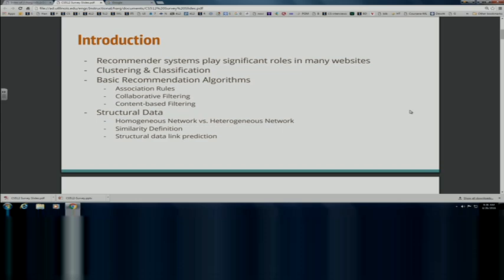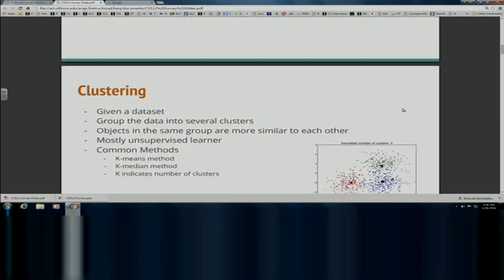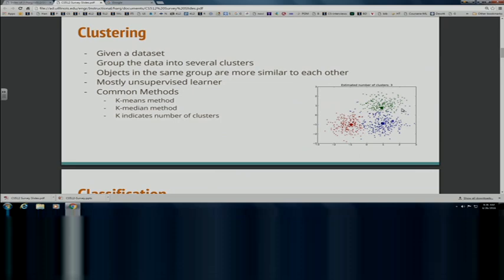They have some other basic recommendation algorithms: association rules, collaborative filtering, content-based filtering, and then we're going to introduce the structural data. I believe most of you are already very familiar with clustering. Given a data set, the algorithm automatically groups the data into several clusters. In each cluster, the data are more similar to each other, but this similarity is not based on your criteria, it is automatic. So it is mostly an unsupervised learner.